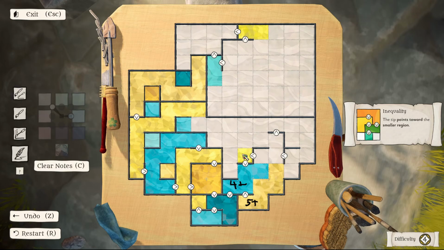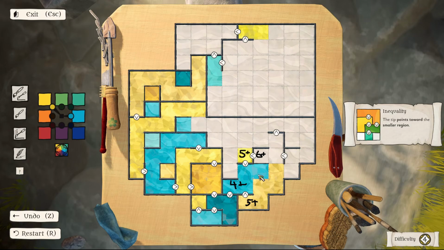Now here we've got 5 plus. And here we've got 6 plus. Which means I'm cutting there. Could it join with this? Smaller to larger. Smaller to larger to larger. Smaller to larger to larger to larger. I don't know. I'm going to leave that alone for a moment, but it's not going here.